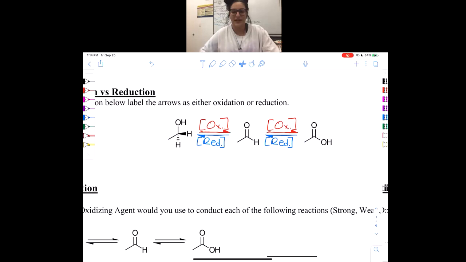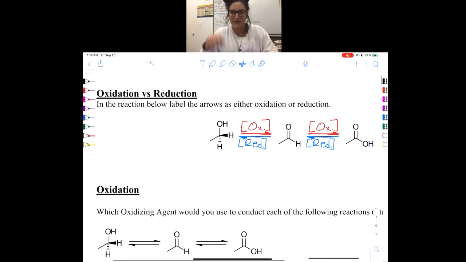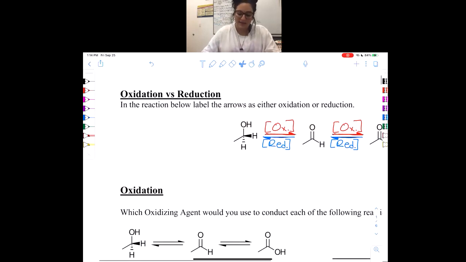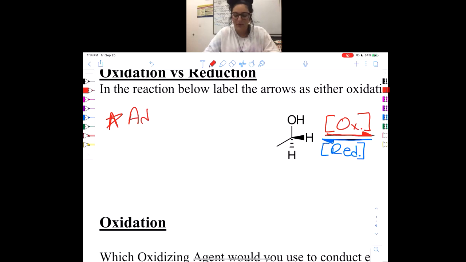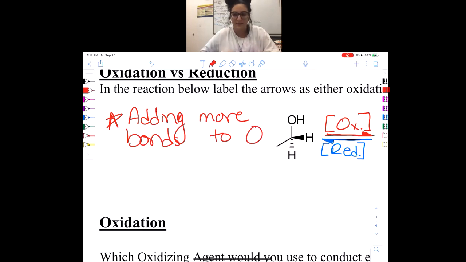And all right, someone asked a question in the chat and I'm going to answer it in the broader way. So oxidation is essentially adding more bonds to oxygen. Technically, the definition is to any electronegative atom, but for the purposes of this class, we're just going to use oxygen.